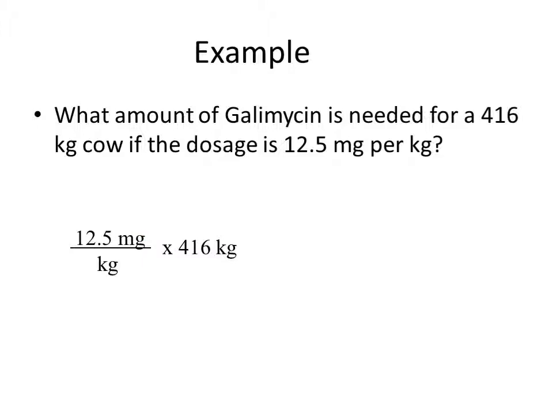416 is in the numerator, so it's just 12.5 times 416, and it ends up giving you 5,200 milligrams, or you might want to express it as 5.2 grams. And since it says what amount and a unit is not specified, you can choose how to express it. If the question said how many grams, you would have to change it to grams. Read your question carefully and you'll know exactly what to do.